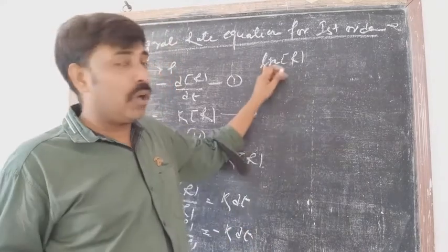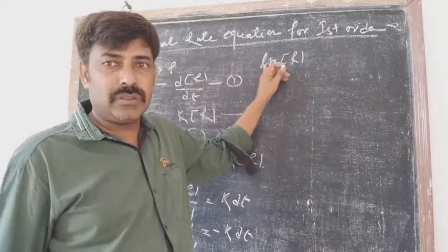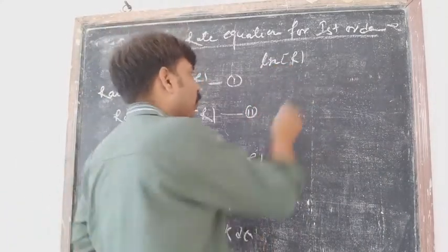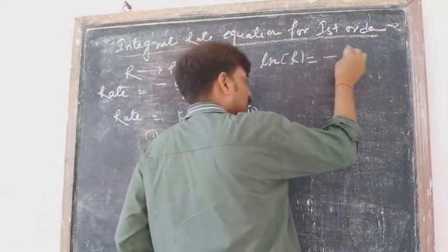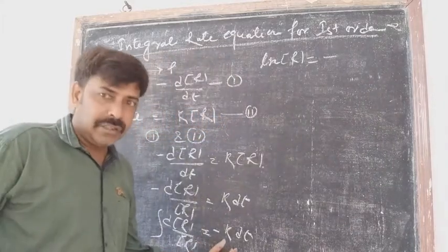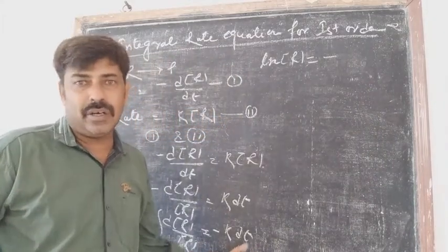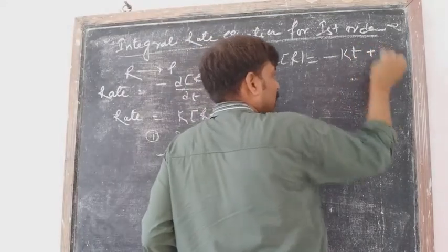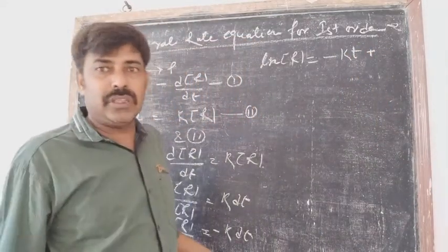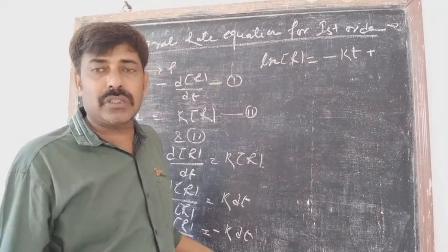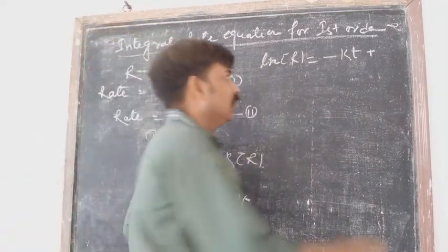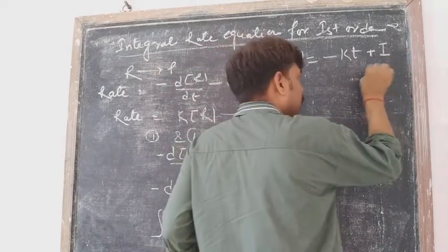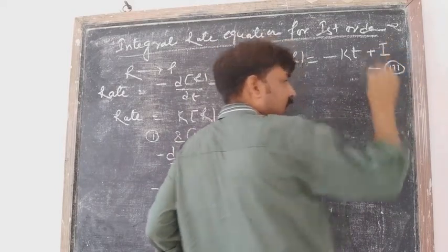So this is the log natural, log base e, ln concentration R equal to minus kt plus integral constant, where k is constant and dt is the differential. Generally in math we use the integral constant c, but in chemistry we use the integral constant I, and this is the next equation. This is equation number 3.